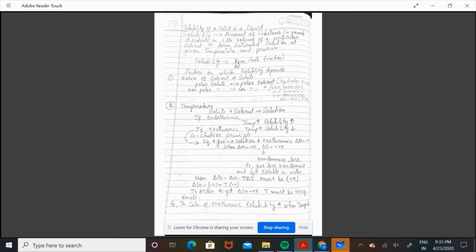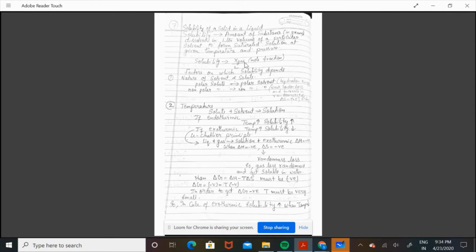Xi indicates the concentration term: mole fraction divided by the volume of solution of a particular solvent in 1 liter. Why have we taken mole fraction? Because in the definition I have written the amount of substance in grams, that means the solute. It is very important here that the solute is measured in terms of gram, mass. So mole fraction helps us to calculate the solubility on the basis of quantity. That's why mole fraction has been used.